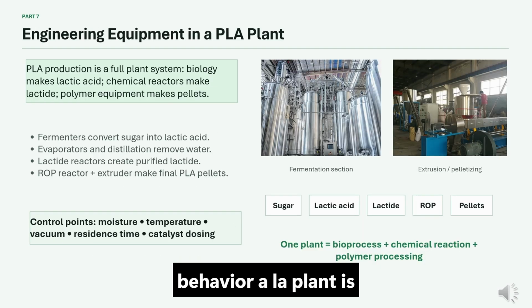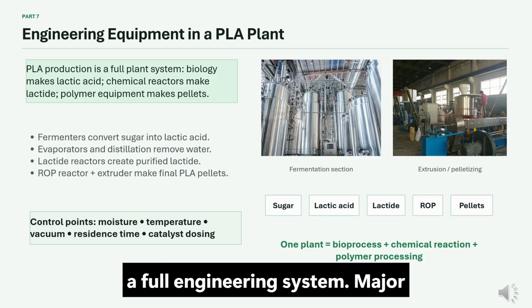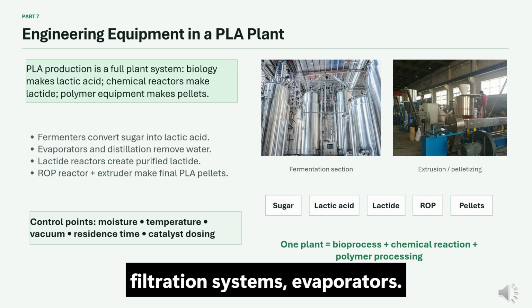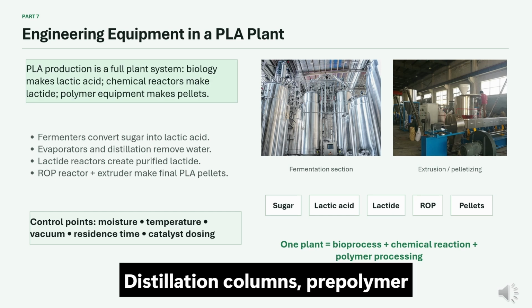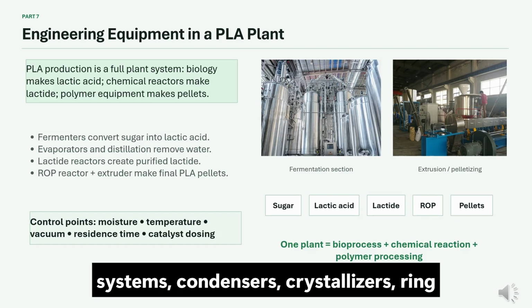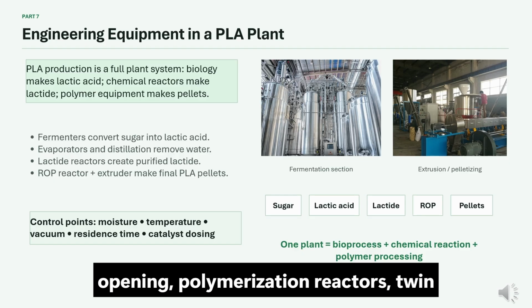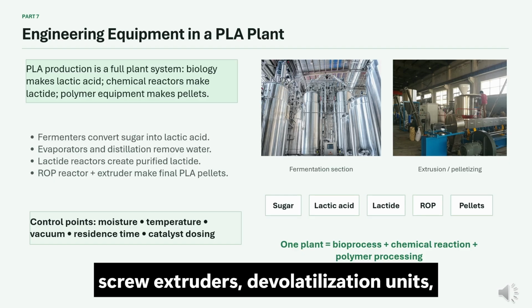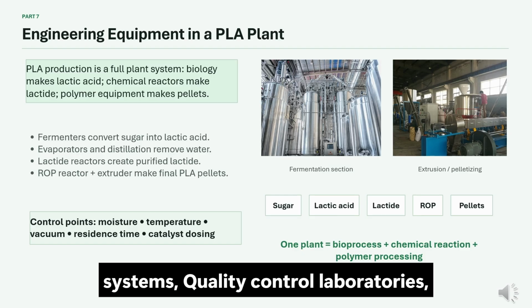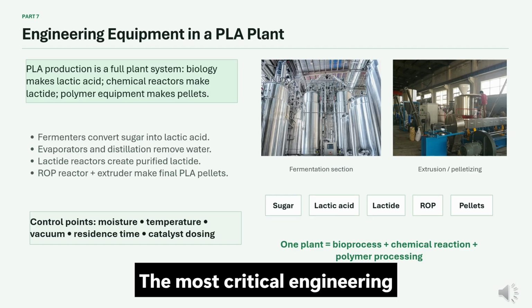A PLA plant is not just chemistry. It is a full engineering system. Major equipment includes fermentation tanks, filtration systems, evaporators, distillation columns, prepolymer reactors, lactide reactors, vacuum systems, condensers, crystallizers, ring-opening polymerization reactors, twin-screw extruders, devolatilization units, pelletizers, dryers, nitrogen blanketing systems, and quality control laboratories.